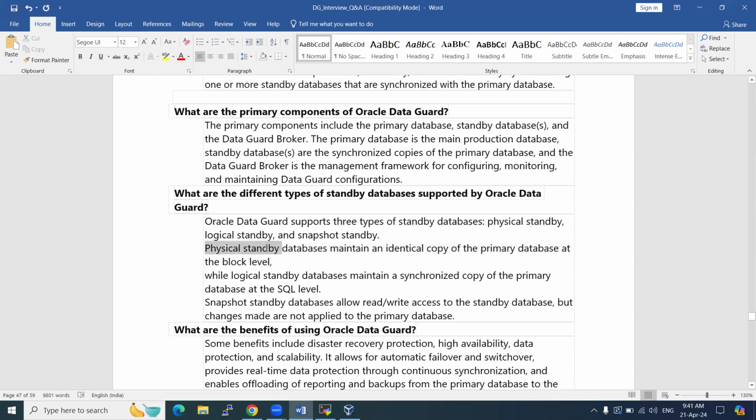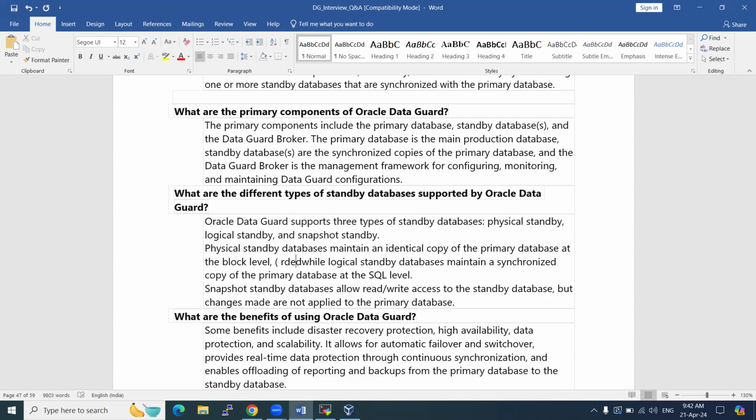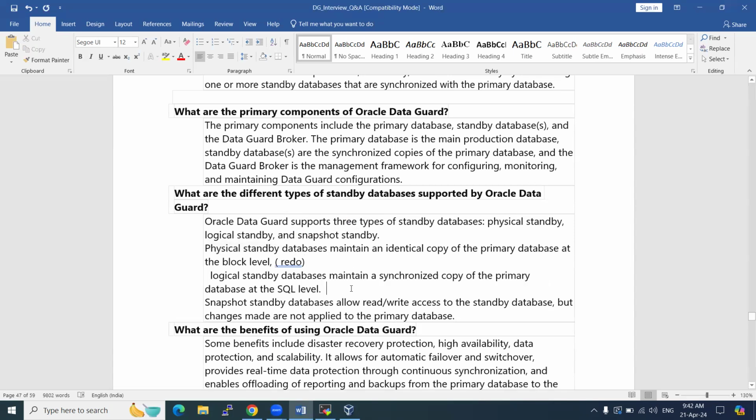Our physical standby is in read-only mode. Users can query it, select queries only. They cannot write anything on the physical standby. Logical standby is also similar to your physical standby, but physical standby will apply the redo information, while logical standby will apply SQL. SQL apply. That is the difference.